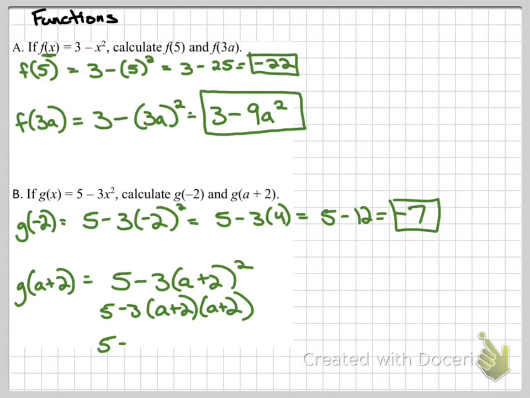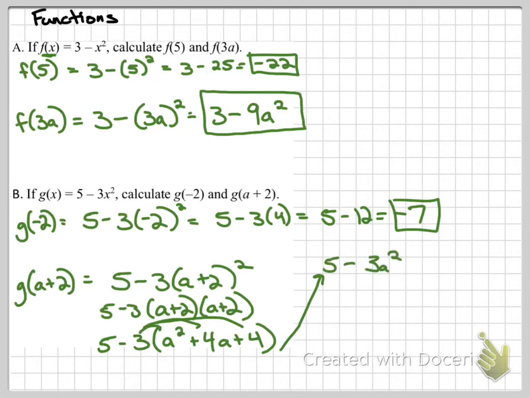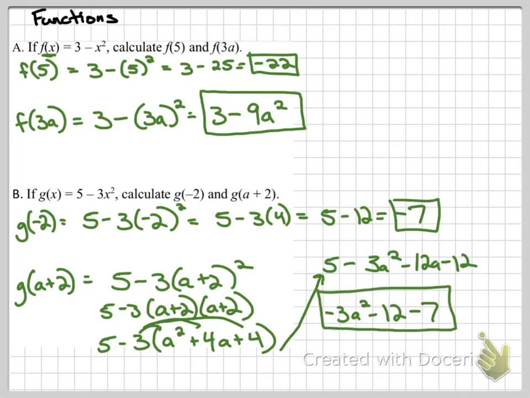But if you carefully draw the area diagram that I've done earlier in the video, you end up getting a squared plus 4a plus 4. Then you can carefully distribute the negative 3. I'm going to write up here now: 5 minus 3a squared, negative 3 times 4a is minus 12a, negative 3 times 4 is minus 12. And then finally I can combine like terms: negative 3a squared minus 12a, and 5 minus 12 is minus 7. So, function notation: carefully plugging it in using parentheses and then neatening it up a little bit.